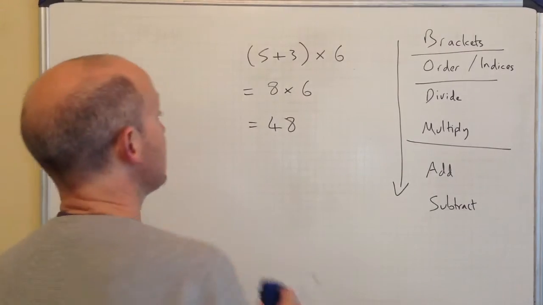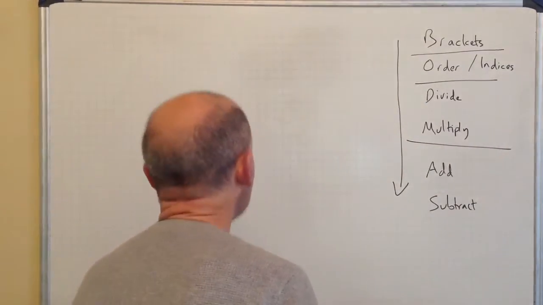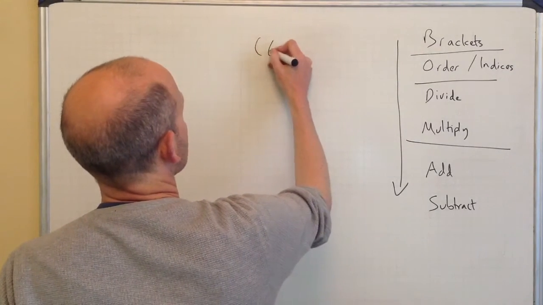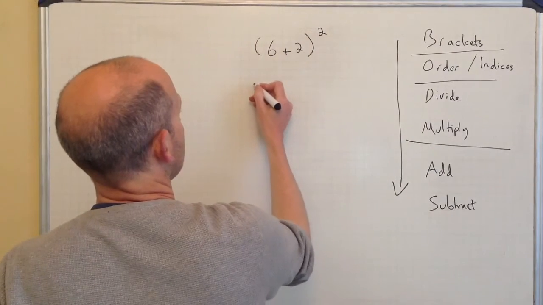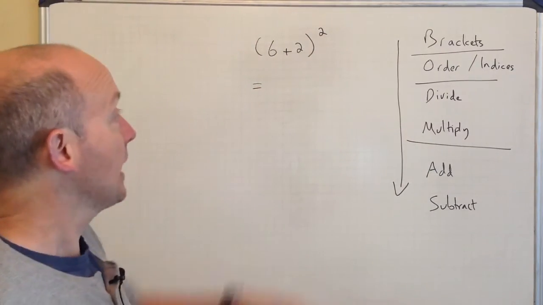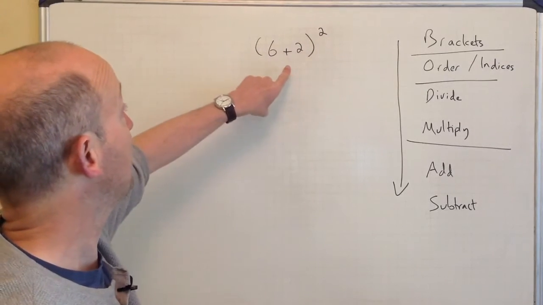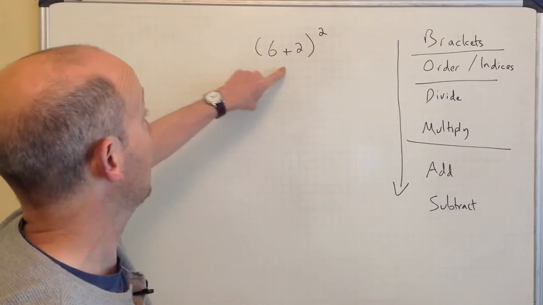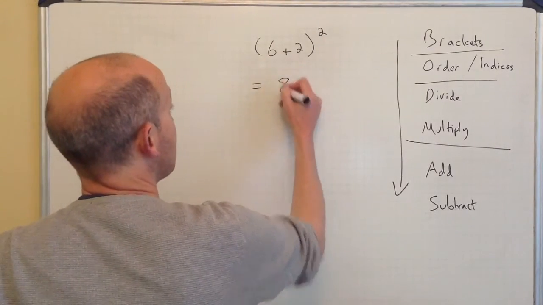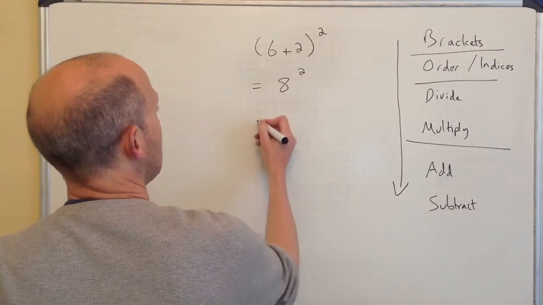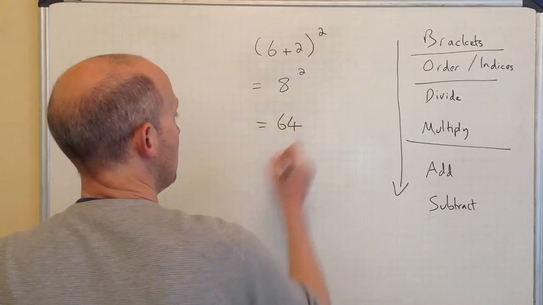We try the one with brackets. Let's go for 6 plus 2 squared. Okay, so again, we've got brackets. We've also got a power. We've got a plus, but because that's inside the brackets, we do the brackets first. So 6 plus 2 is 8 squared, and 8 squared is 64.